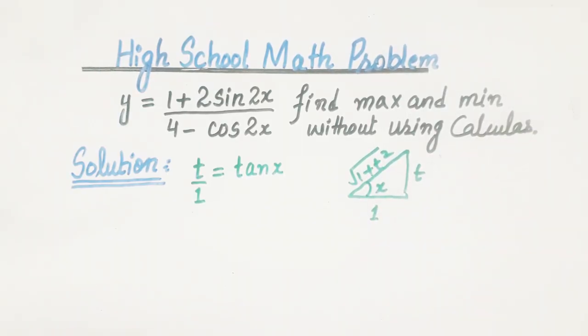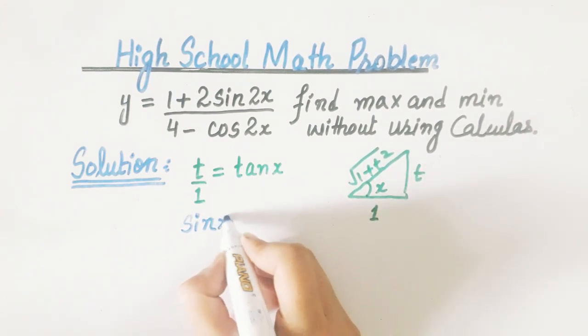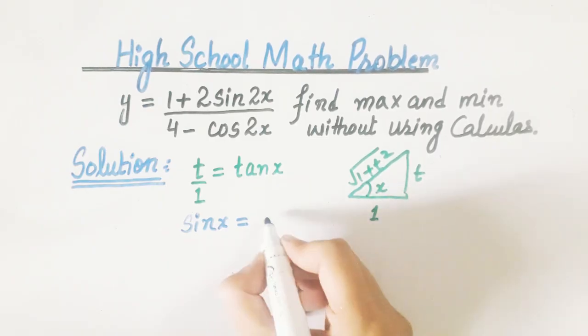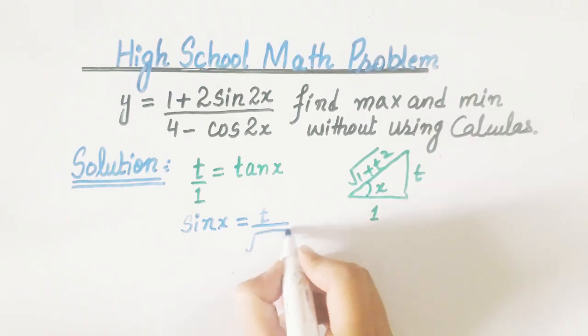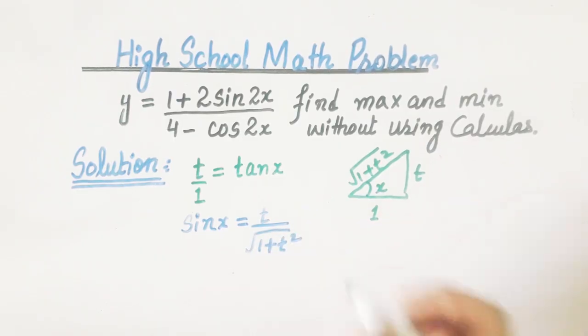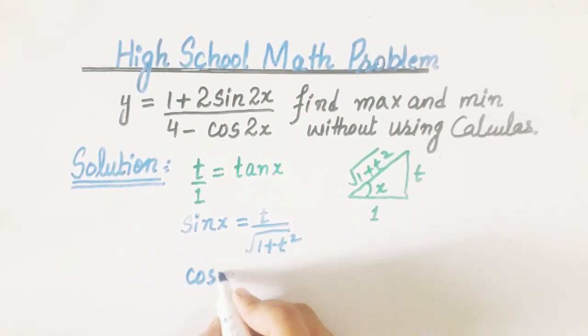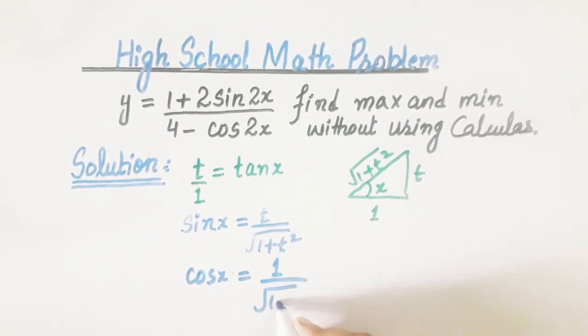In this way we will write the value of sin x and cos x. So sin x equals t by square root 1 plus t square, and the cos x equals 1 by square root 1 plus t square.